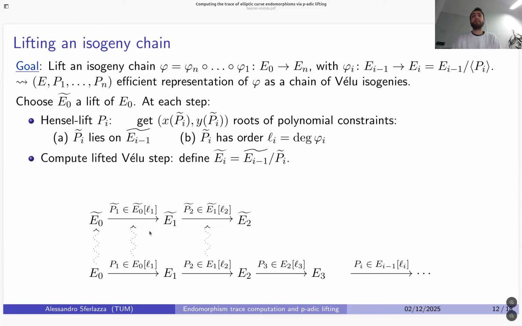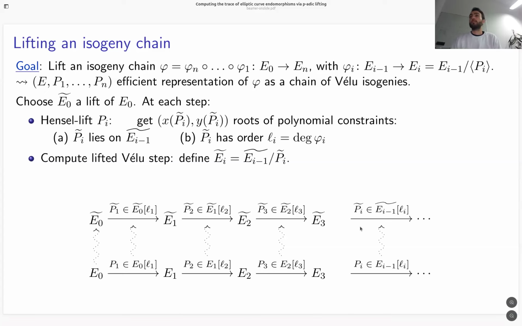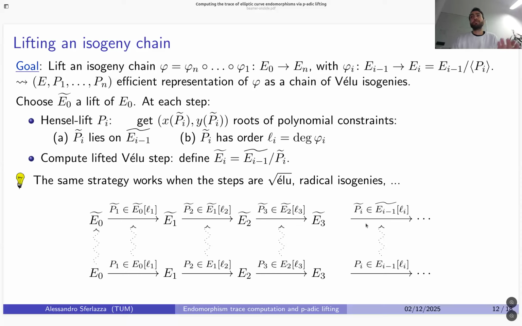And then step by step, we just go forward. We lift one, we lift the other until we lift all of them. And that's how we lift a chain of isogenies, just by lifting all the steps, all the parts one by one. Of course, this is not specific to Vélu's formulas. We can use squared Vélu, that is same representation, different algorithms. We can use radical isogenies. We can use all sorts of chains that we like here.